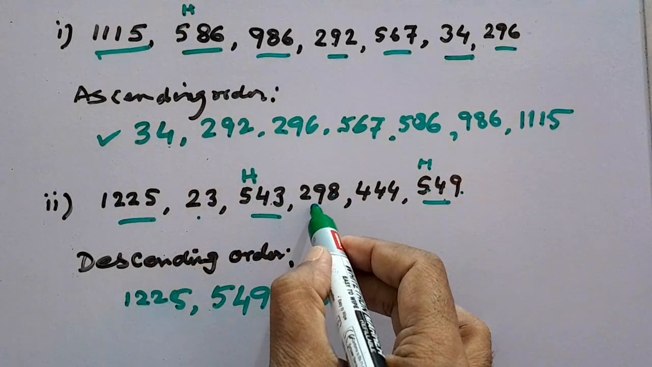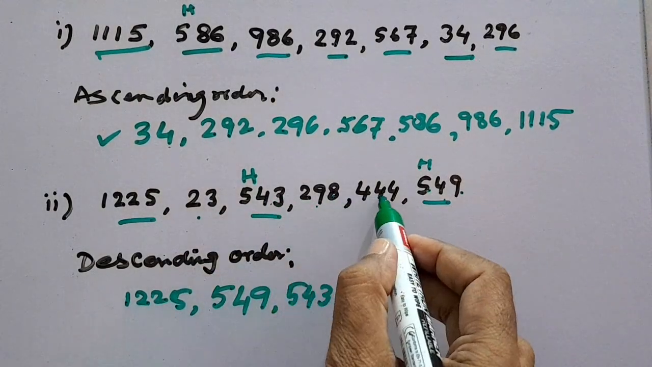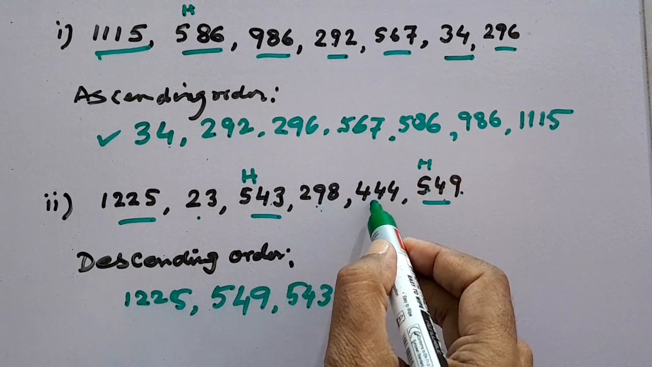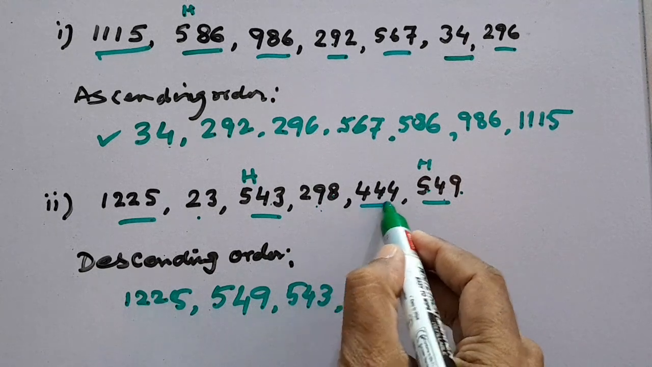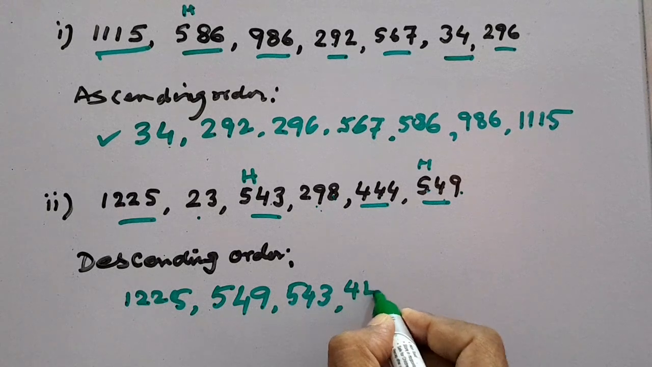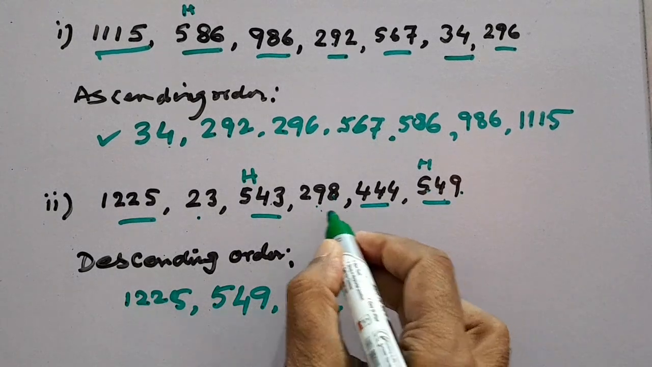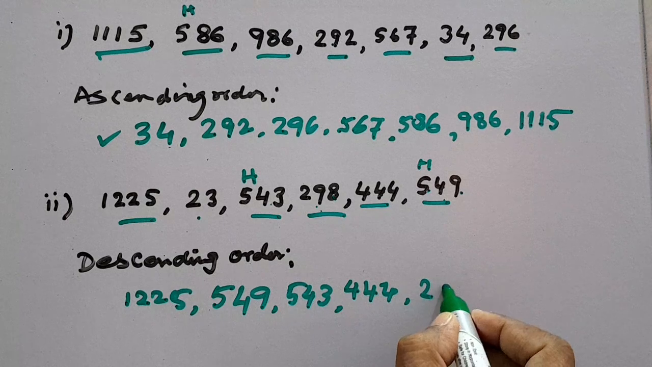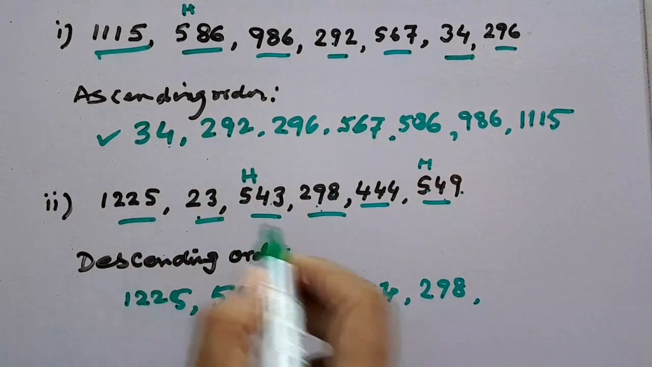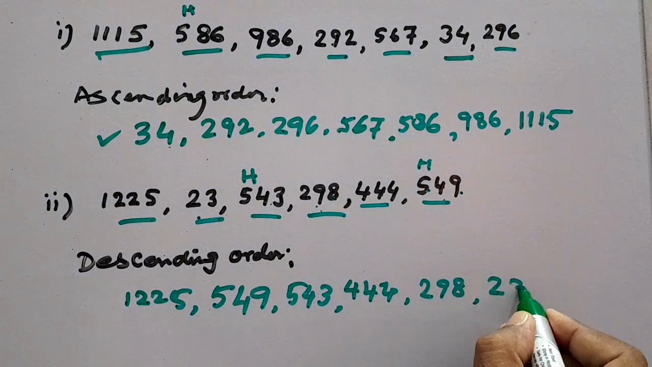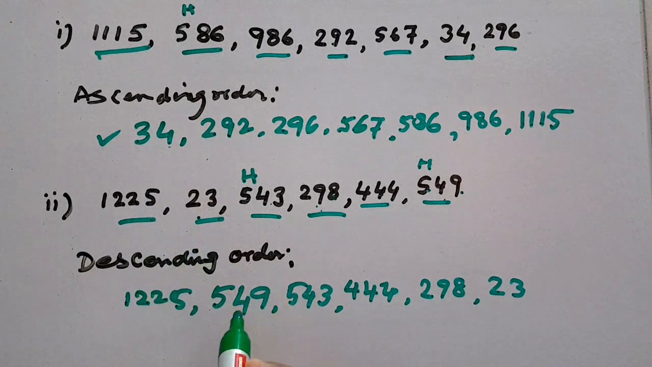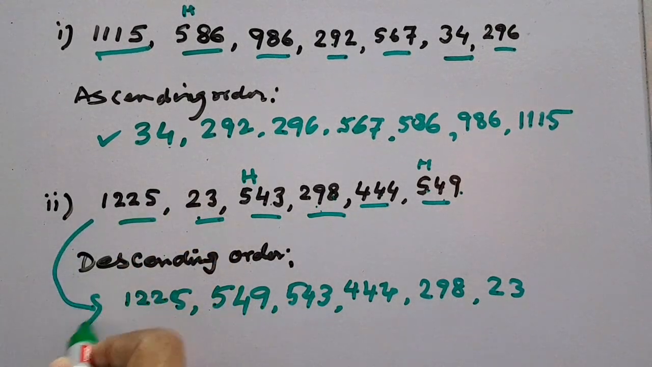Now here two numbers are there in 3 digits. One is 298, one is 444. So 444 is the bigger among these two. So 444 we will write here, then 298, and lastly the 2-digit number, that is 23. So these numbers are arranged in descending order.